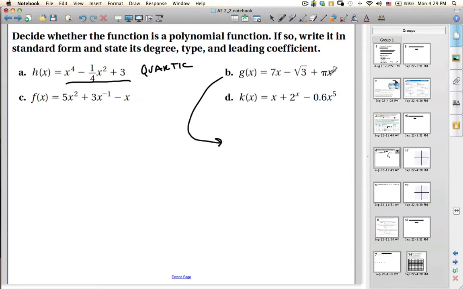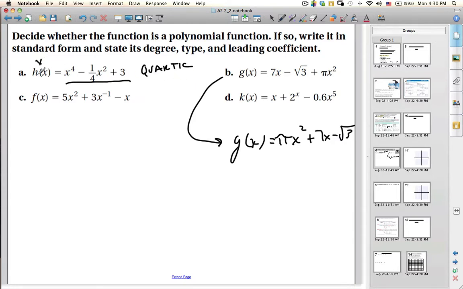If I take a look at b, I'm going to bring it on down here. It looks kind of okay, but it's not in the right order, so I'm going to write it in the correct order. I have pi x squared. Okay, pi could be a coefficient. That's not a problem. Plus 7x minus root 3. Root 3 could be the constant. That's not a problem.